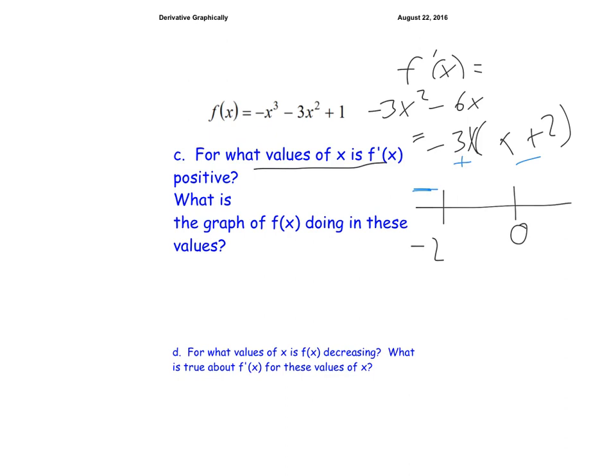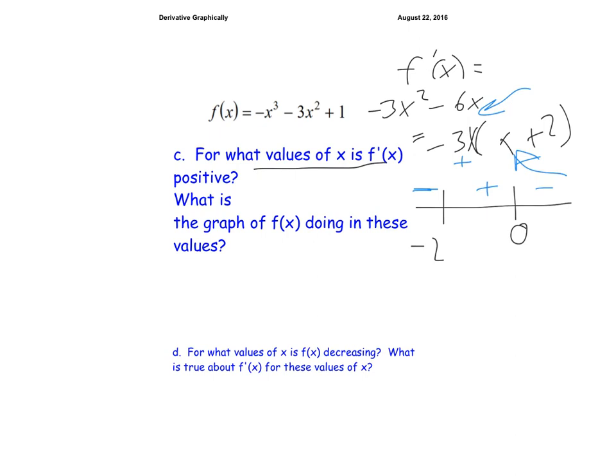Now, I can also start plugging in numbers between negative 2 and 0, and then numbers that are after 0, but I don't really need to do that because this right here is a degree 1, and that's a degree 1, which means that it's alternating. Plus and then minus.